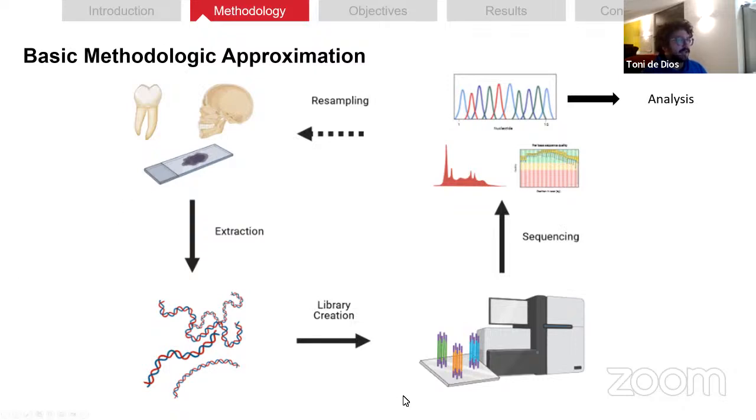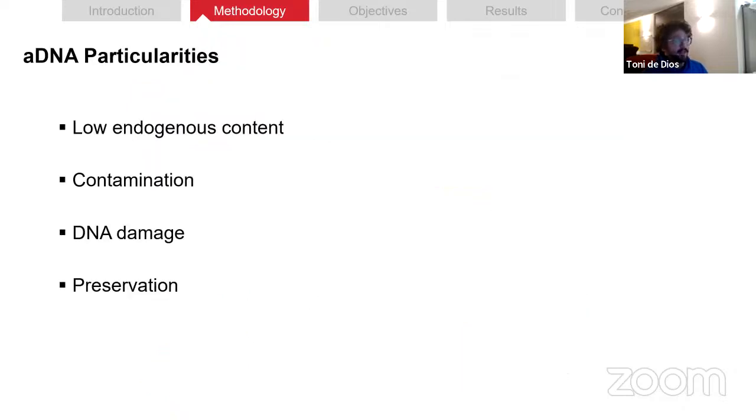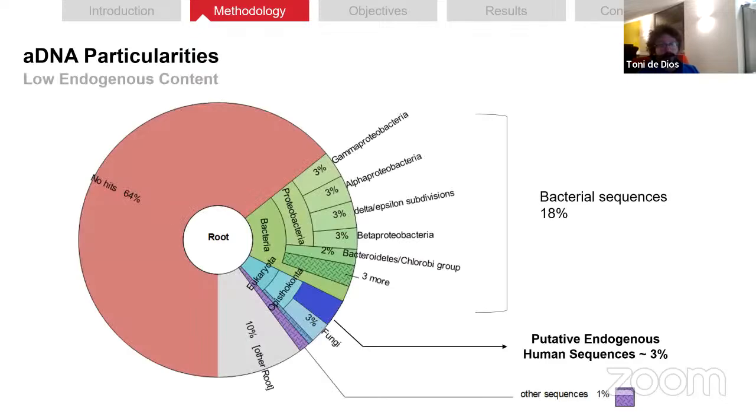So DNA is extracted and sequenced, and it has to meet certain quality thresholds. If those thresholds are passed, we go to the bioinformatic part. To understand ancient DNA and how to work with it, we also have to keep in mind its particularities, and there are basically four. The most characteristic one is that there is a really low endogenous DNA content, both for host and for pathogen. So this is an example, a real sample.